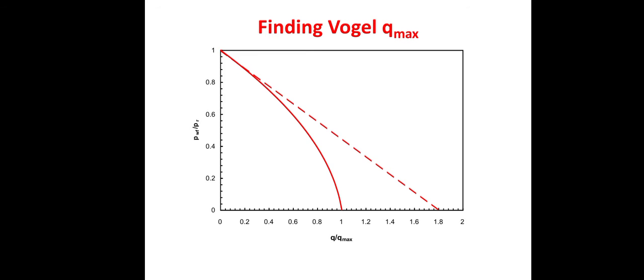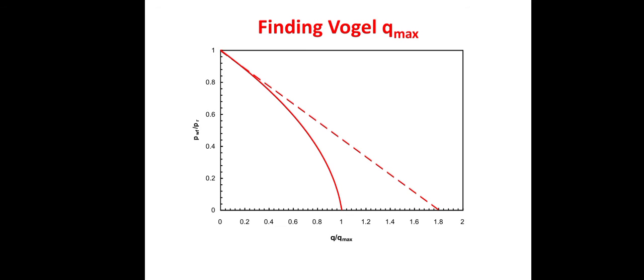The bold line in red is the Vogel. Had we not applied the Vogel equation, we would have got what you see in the dotted line. In this continuous line, the Darcy equation is applied.